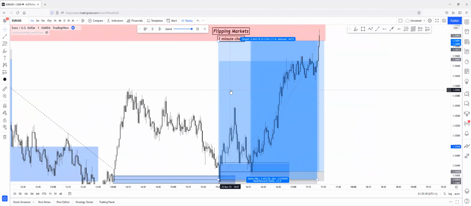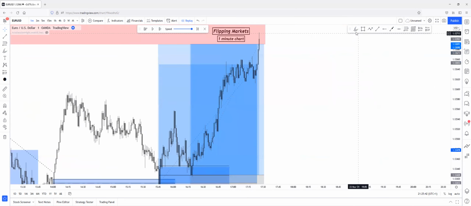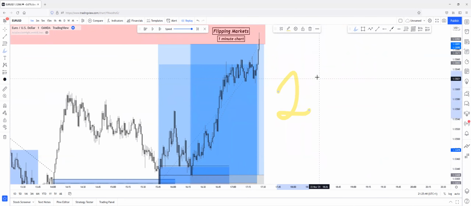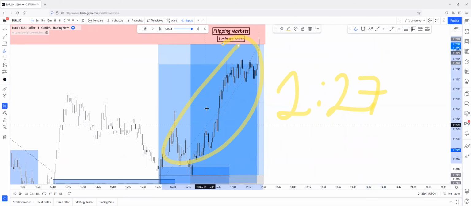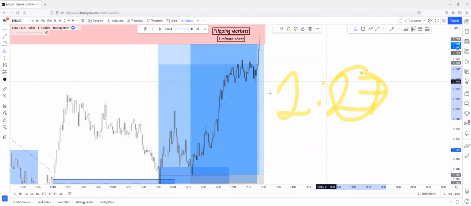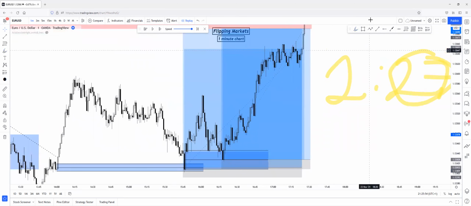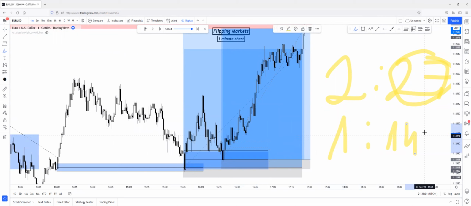So the first one was 1 to 14, yes. The second is 1 to 13. So overall, we booked 2 to 27 risk reward ratio in just an hour. So we booked 27% in just an hour. This is the power of scaling. That's actually, if you didn't want to enter on the second trade, you just booked 1 to 14 risk reward ratio and 14%, which is still perfectly fine. 14% in just an hour is incredible, right? We can all agree on this one.